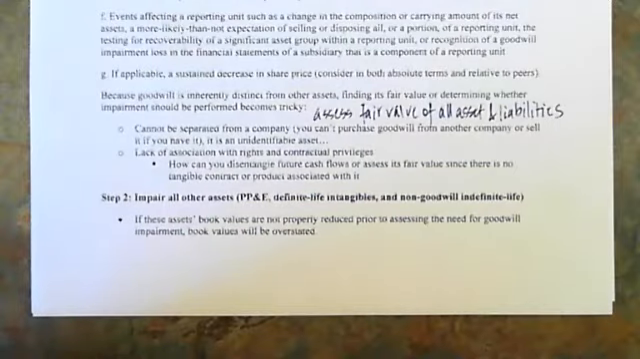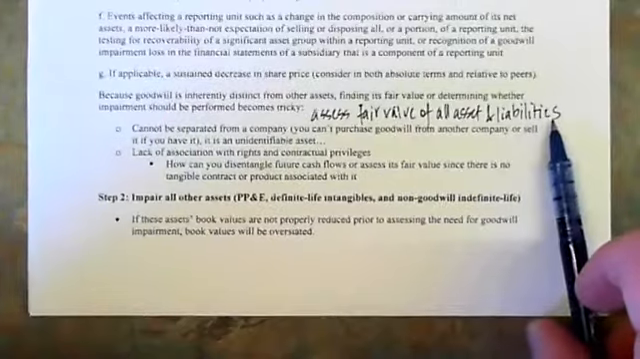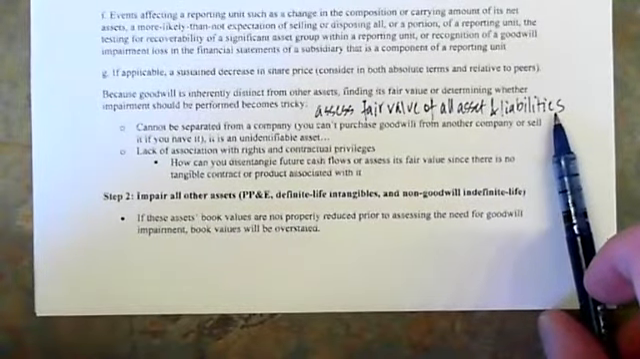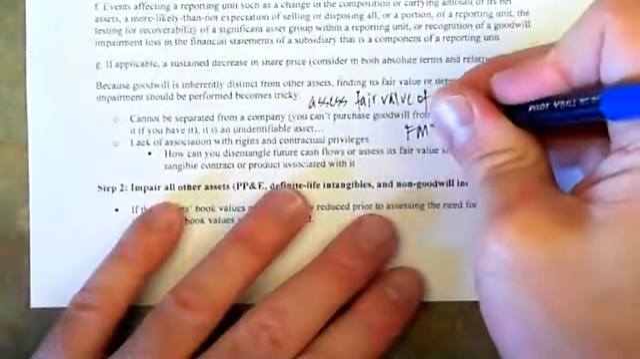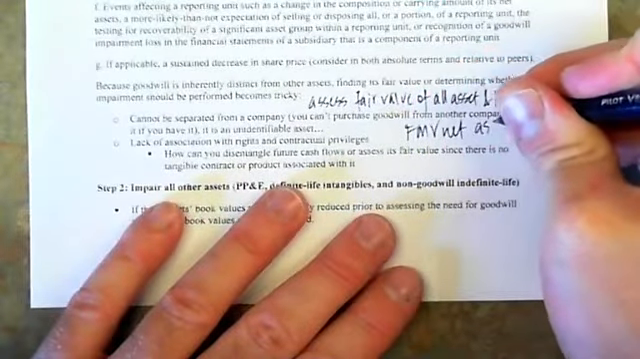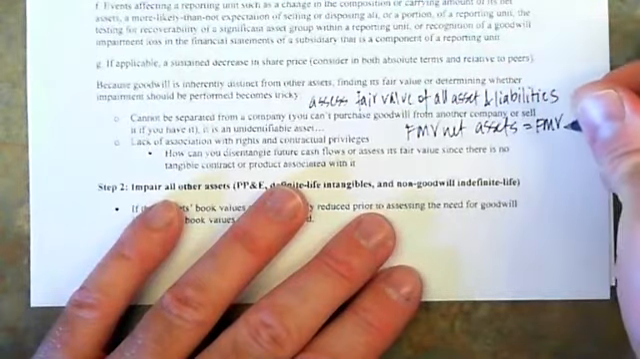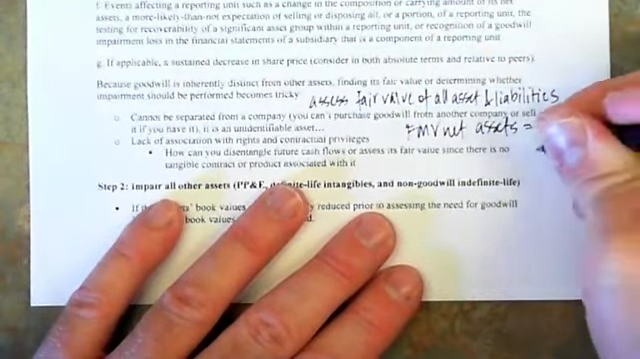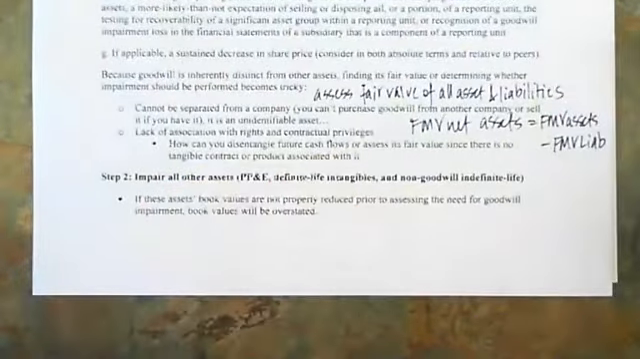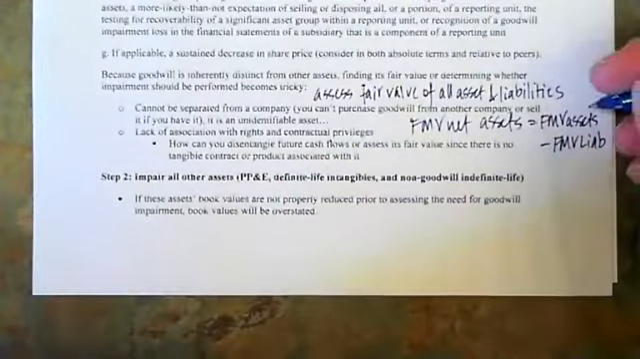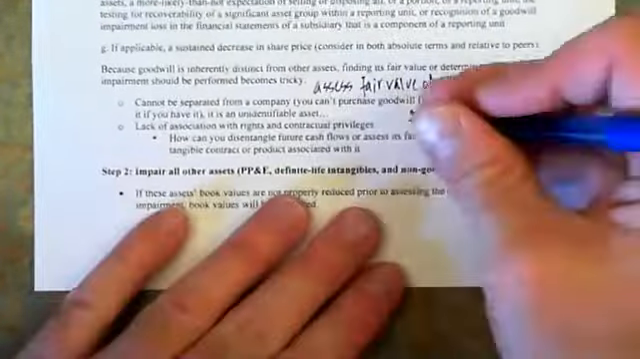So the way that they do it is they look at the fair value of all assets and liabilities, and then we get our fair market value of net assets from that, right? It's just the FMV of assets minus the FMV of liabilities. Once we have that, then we can compare it to the book value of net assets.